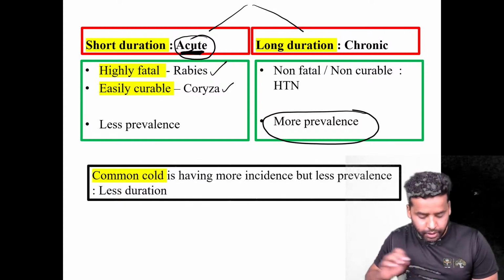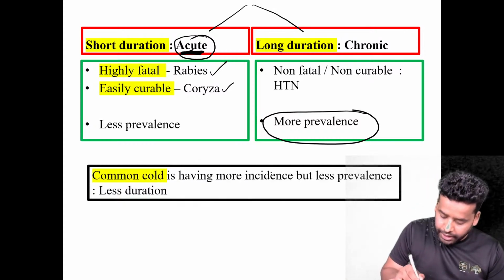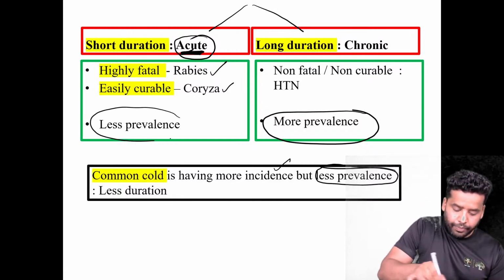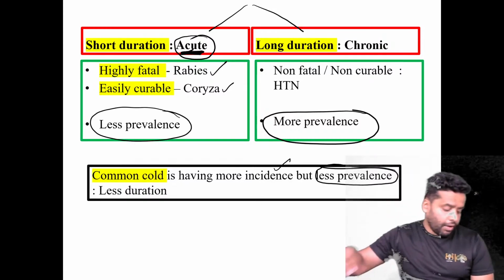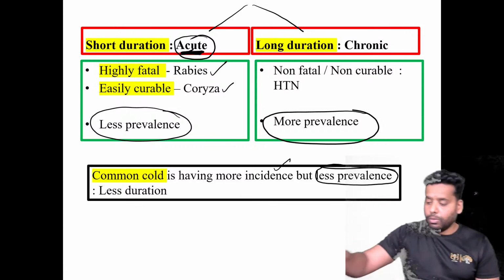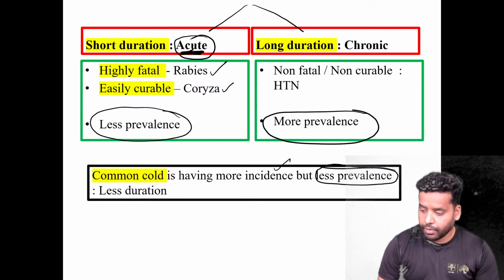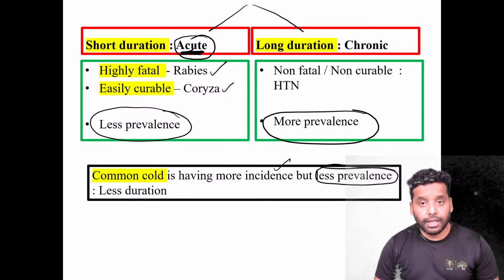Write down the first point. Common cold has high incidence but less prevalence. What can be the reason? Common cold, within a year you'll usually have 3-4 times. So high incidence but less prevalence.